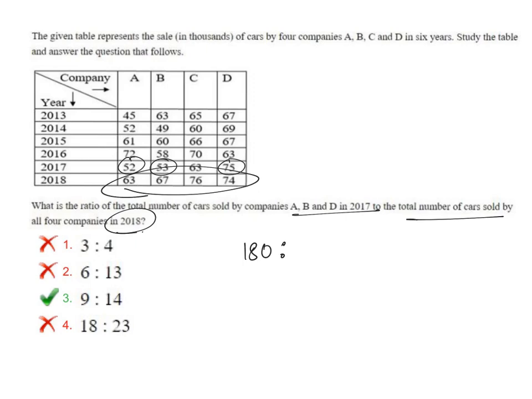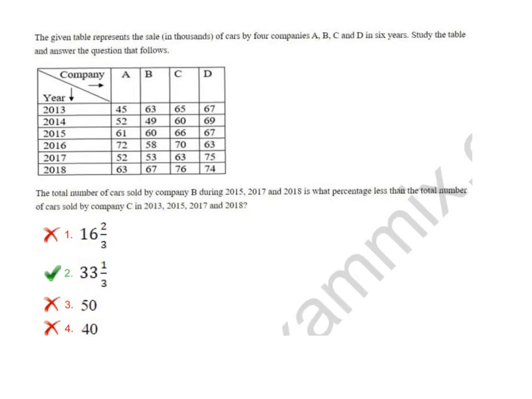So 2008, all 4 companies. You can say 3 plus 7 plus 6 plus 4 is 20. Keep it aside. Then you have 120, 140. That is 260 plus 20. That is 280. 0, 0 cancel. Cancel it in 2 table. 9 is to 14. Now it is asking you the total number of cards sold by company B during 2015, 17, 18. B during 15, 17 and 18. So you have 6. This one is 120 plus 60, 180.